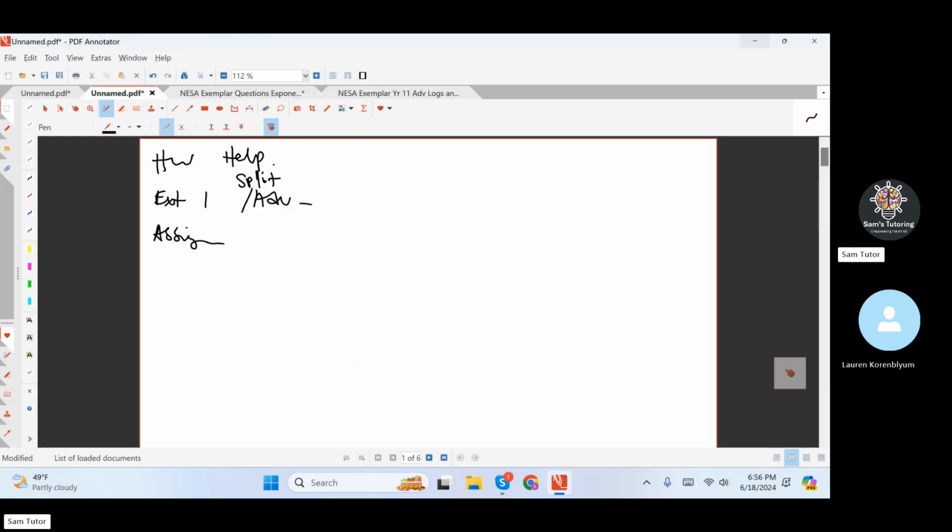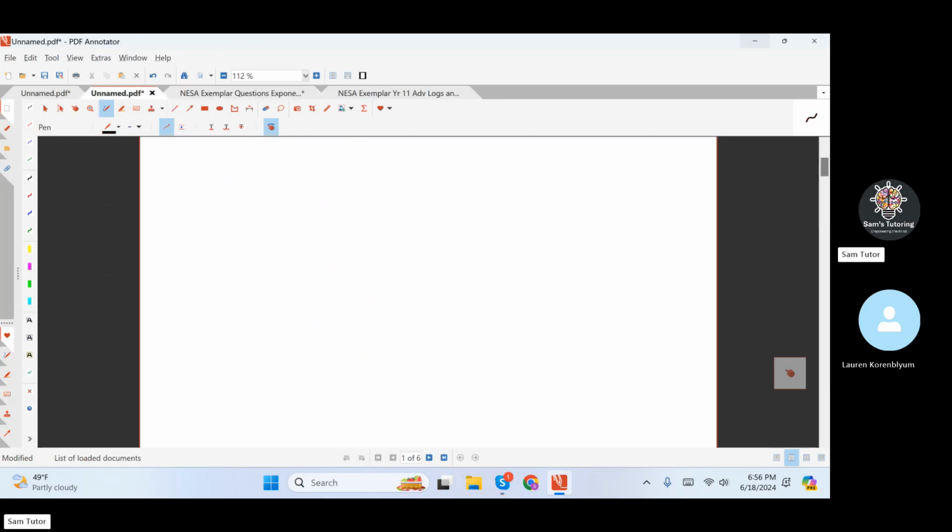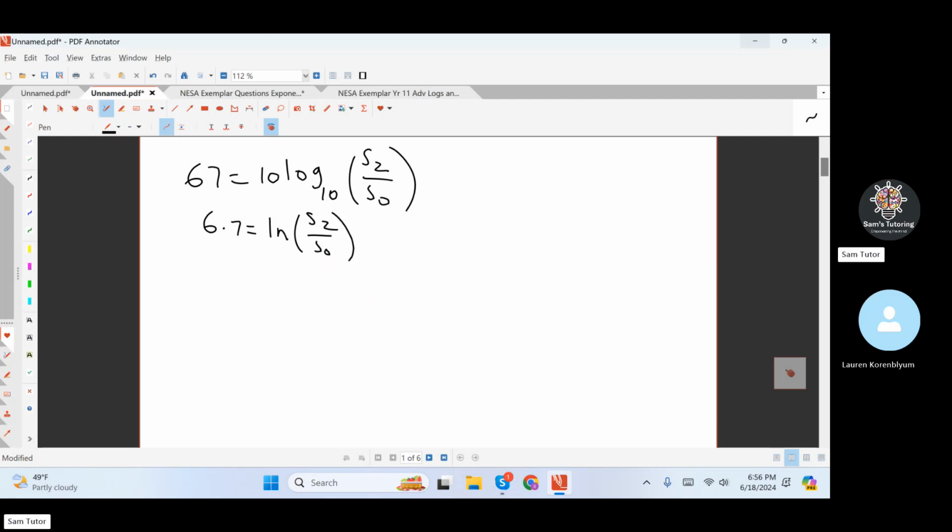Let's go to another page. So we're at 67 equals 10 log base 10, and then this is just a variable. What's step one? 67. Okay, we're here. What's step two? Change the log. Change of base. It's actually called change of base. S2 over S0 over ln 10. What's the next step? Bring the ln over. What's your next step?